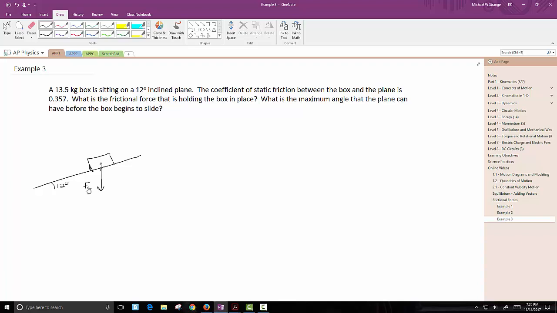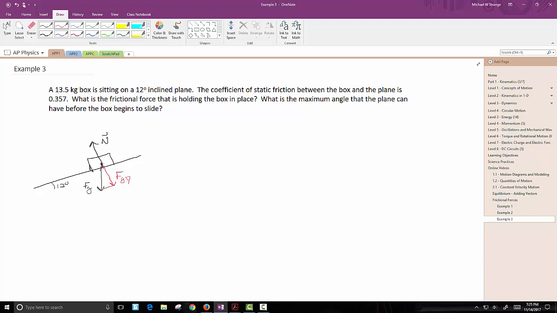And then you have a normal acting up, perpendicular to the plane. So that's my normal force. Now my normal is not equal to the force of gravity. Instead, we're going to have to draw in those components. So we need to come straight down, or well, straight down opposite of the normal is what I mean. And that would be my force of gravity in the y direction.